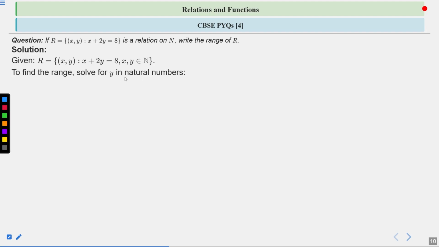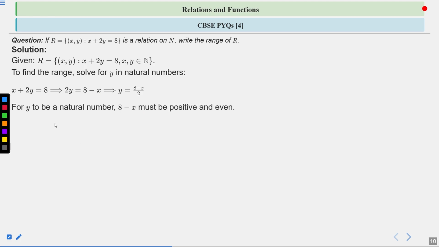To find the range, solve for y in natural numbers. We must solve for y. So it is given that x plus 2y is equal to 8. Therefore, 2y is equal to 8 minus x. Therefore, y is equal to (8 minus x) by 2, right? So for y to become a natural number, 8 minus x must be positive and even, right? So possible values of x are 6, 4 and 2.